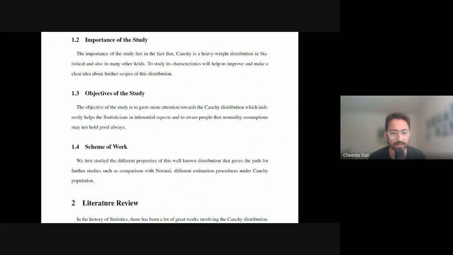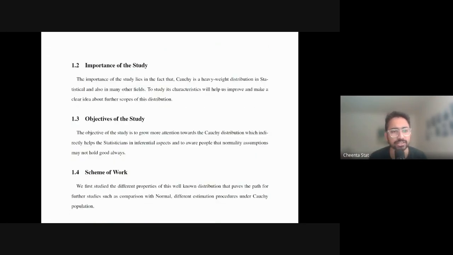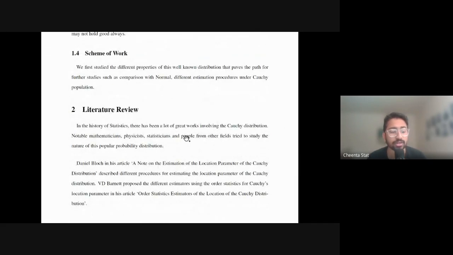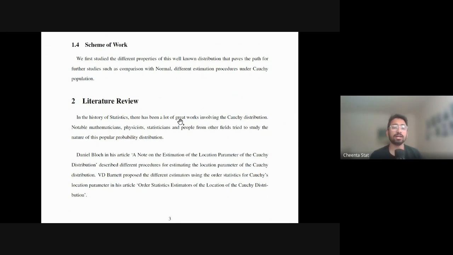Let's go to the literature review section. History of statistics, Cauchy distribution. This is an interesting reference. Note that Daniel Block, in his article, a note on estimation of the location parameter of the Cauchy distribution, describes different procedures for estimating the location parameter of the Cauchy distribution, using order statistics. Daniel Block and V.D. Bonnet have worked on the Cauchy distribution a lot, on its properties and estimation, statistical properties. Let's see what unfolds.